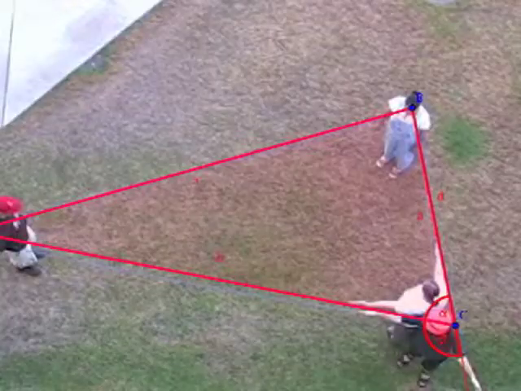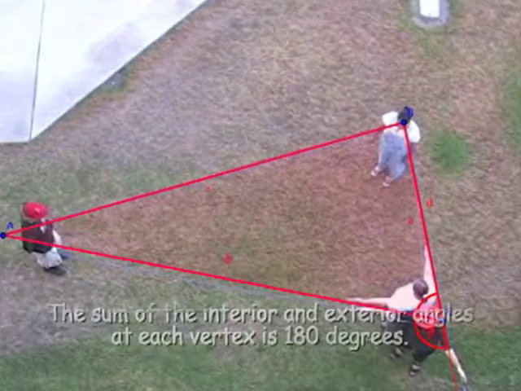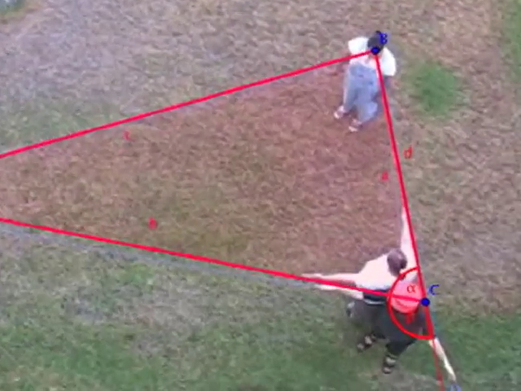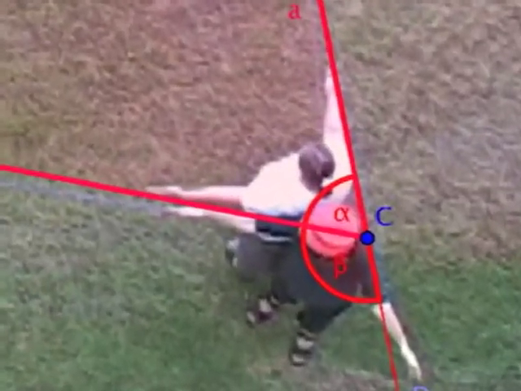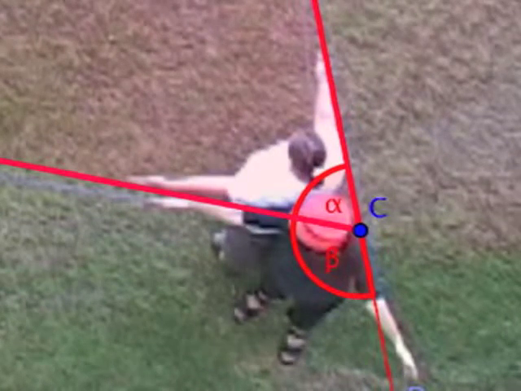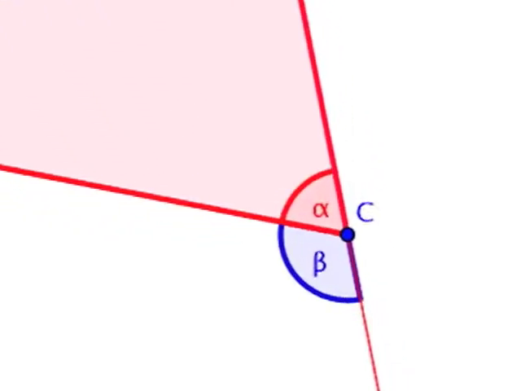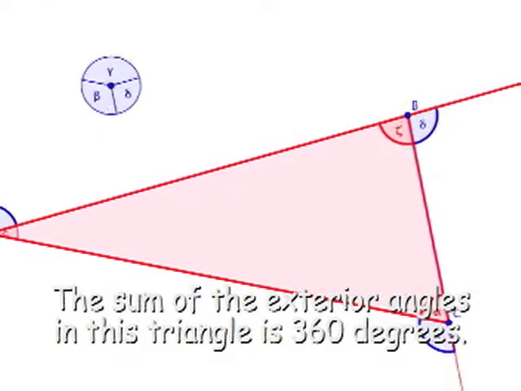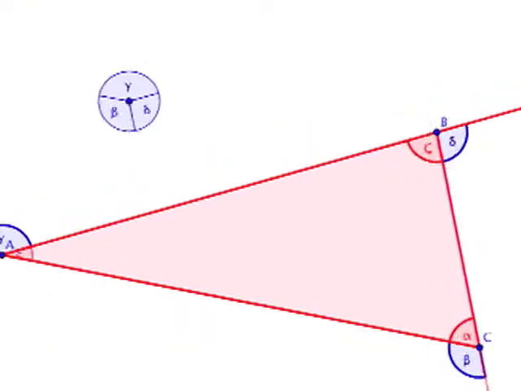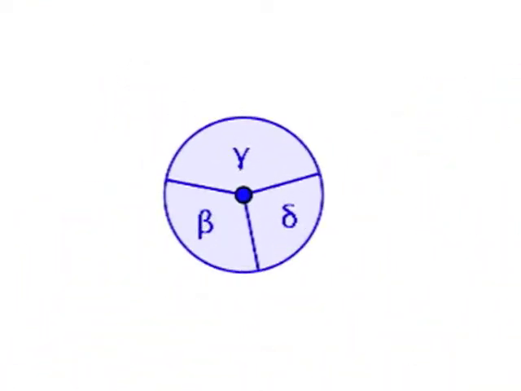We end with some geometric demonstrations suggesting general facts about interior and exterior angles. First, for any ordinary or star polygon, the sum of the interior and exterior angles at a single vertex is 180 degrees, a half turn. Second, for any ordinary polygon, the sum of all the exterior angles is a full turn, 360 degrees. For a star polygon, it's a multiple of 360 degrees.